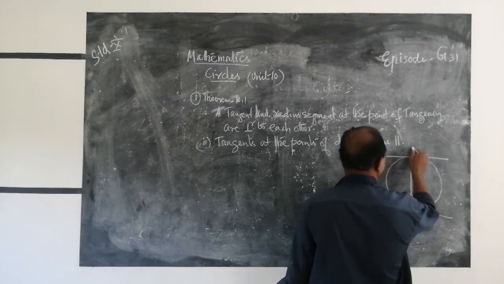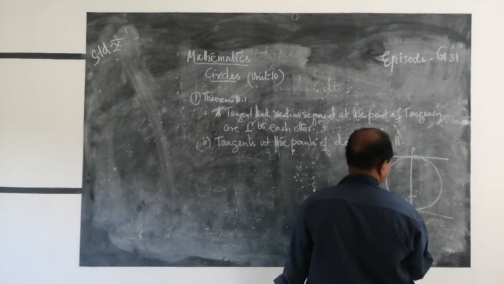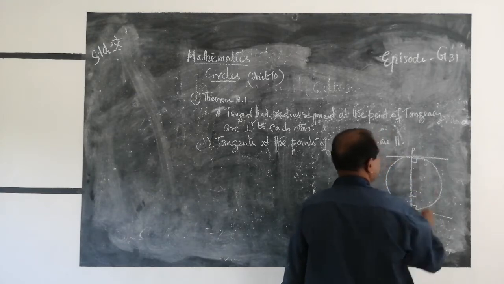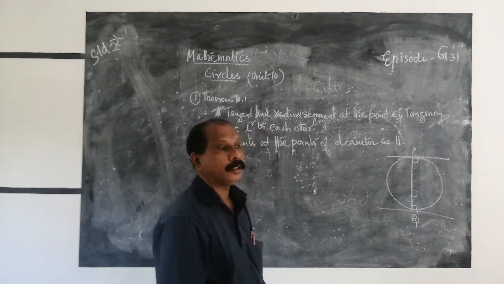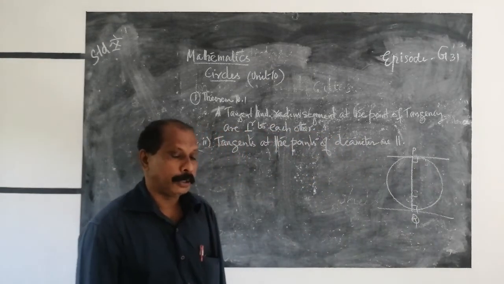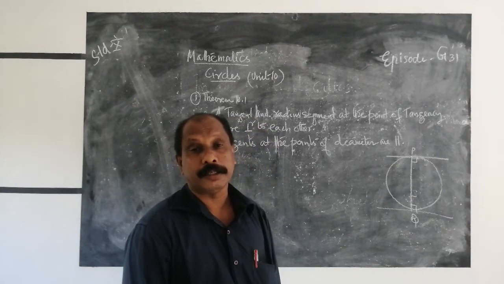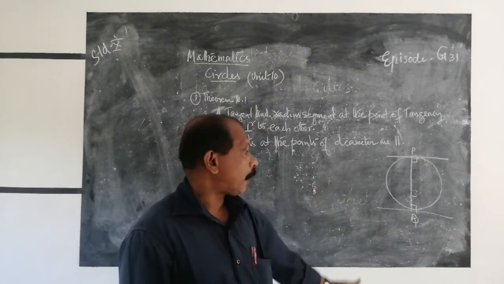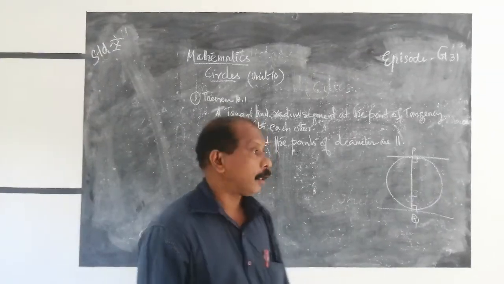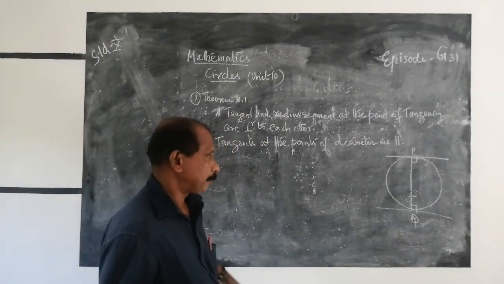That is the condition. Tangent P and tangent Q each make 90 degrees with the diameter. The sum of the interior angles on the same side of the transversal is 180 degrees, which means the lines are parallel. Therefore, tangent P and tangent Q are parallel. That is the second part of the first theorem.